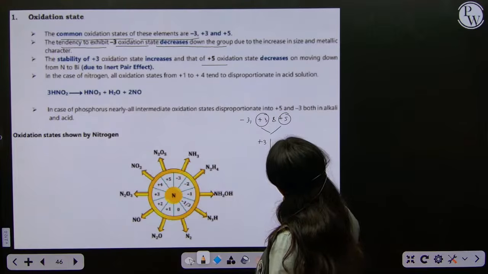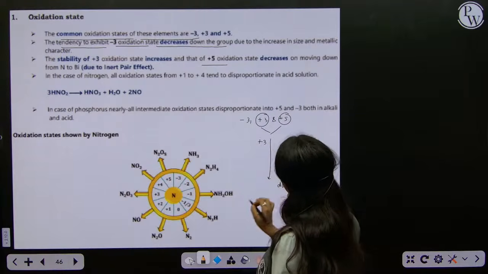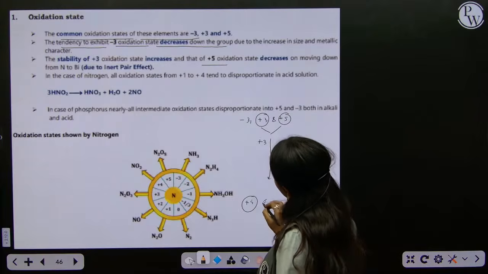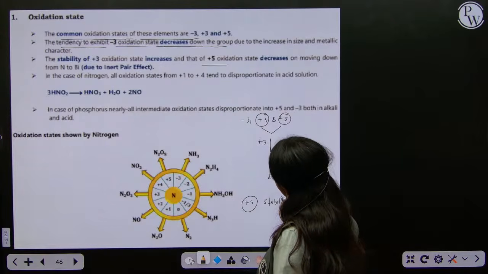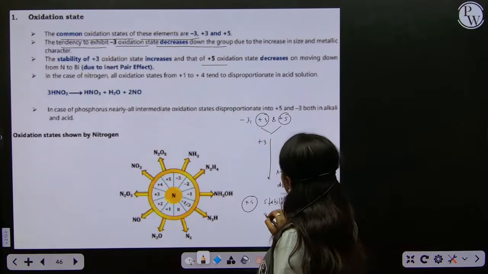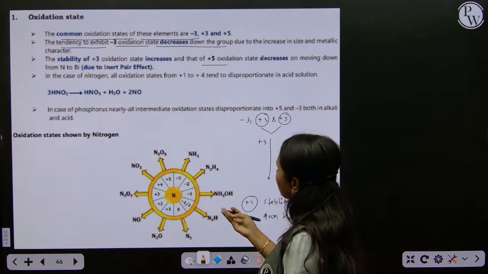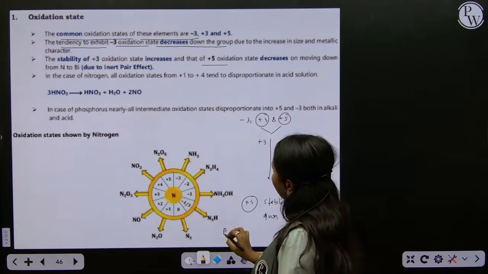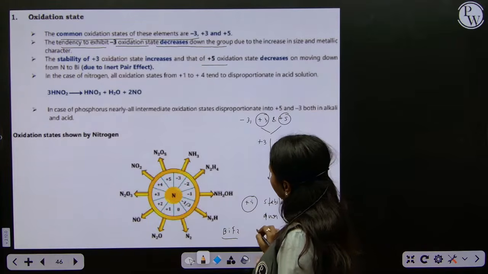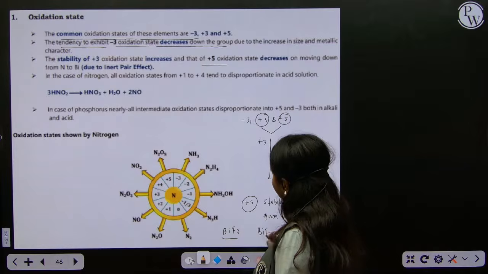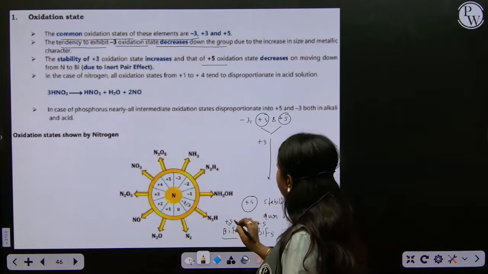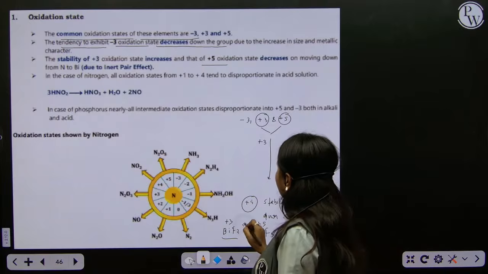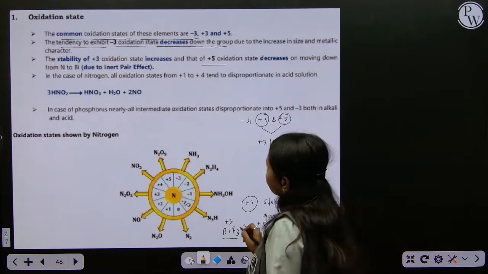The stability of +3 increases down the group, and the stability of +5 decreases down the group. For example, if you have nitrogen, phosphorus, arsenic, antimony, bismuth, bismuth will show BiF3. It will not show BiF5 because here it is +5 and here it is +3. So which is better? +3 is better.